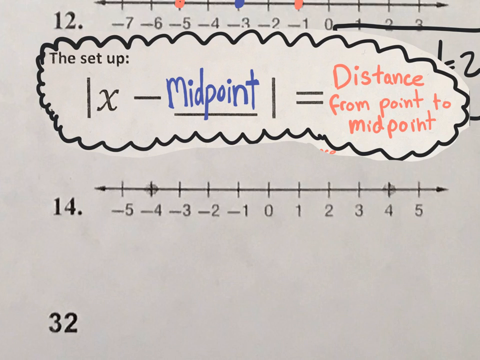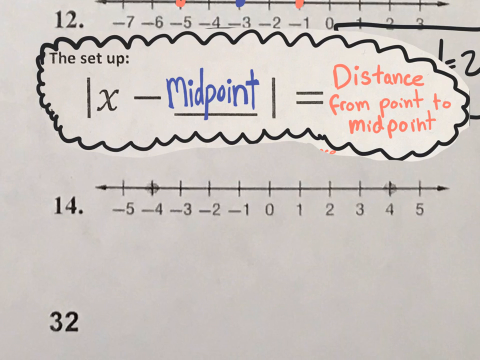Number 14, what's the midpoint on 14? 0. That's right. And of course, the answers are right here and right here, so the midpoint is 0.